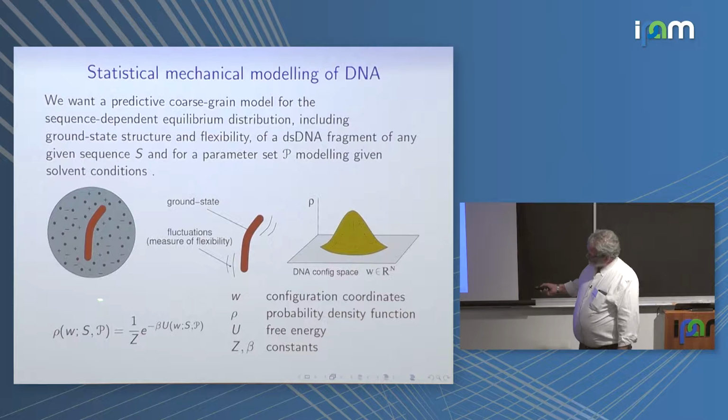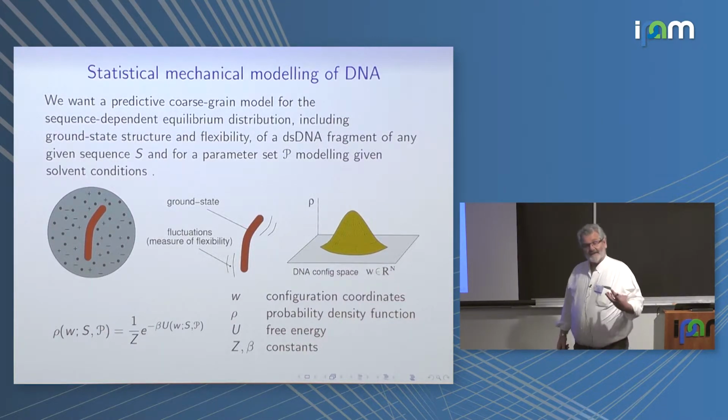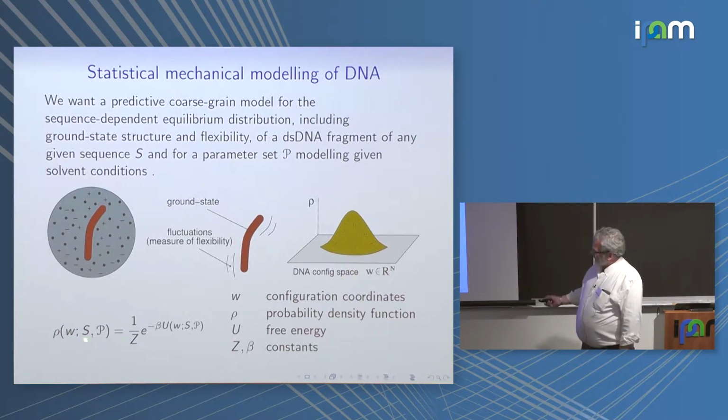Now DNA functions in a solvent. The A of DNA is acid, and that means that it's charged, and so it interacts strongly with the counterions. So you'd also expect that PDF to depend on the temperature of the solvent, the concentration of counterions, the species of counterions, and all kinds of things. But that's all wrapped up in the P. So the parameter set P is associated with one given solvent condition. This is sort of the goal.